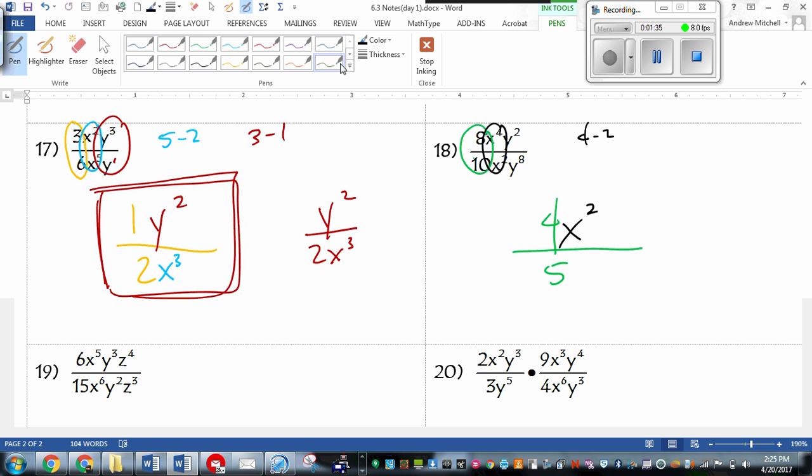And then our last one, the y's. The bigger y is on the bottom, so y is going to end up on the bottom. And then we do 8 minus 2. Bigger number minus the smaller one, we get y to the 6th.